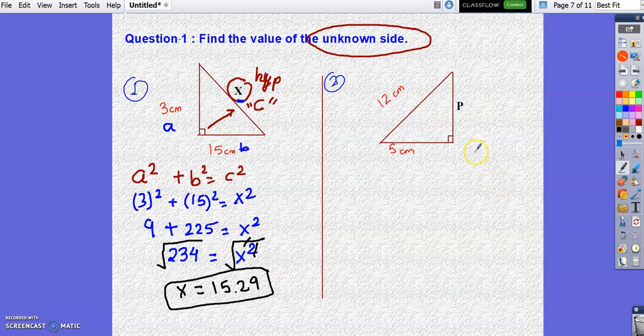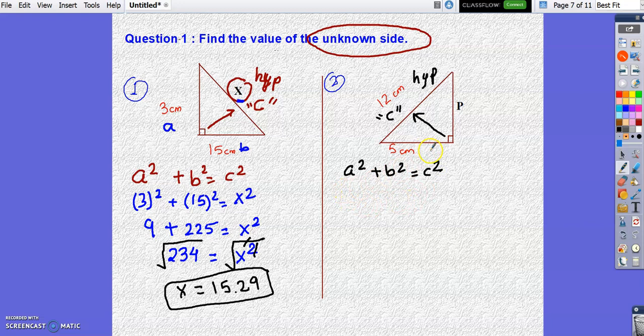Alright students, let's go to question number 2. Now in this question, I have changed the question. First of all, this is 90 degree. So what you need to do is label your diagram. This is your hypotenuse, and as per your formula, this will be your value of C. So first of all, write the Pythagorean theorem. A square plus B square is equal to C square, where C is the hypotenuse.